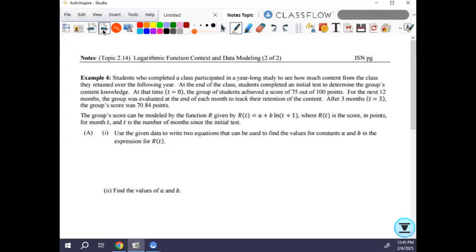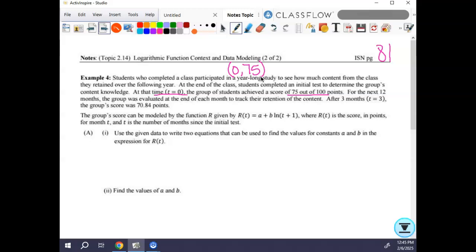So this is also going on page 81. All right. So students who completed a class participated in a year-long study to see how much content from the class they retained over the following year. At the end of the class, students completed an initial test to determine the group's content knowledge. At time t equals 0, the group of students achieved a score of 75 out of 100. That tells me I have an ordered pair that is (0, 75). I'm going to go ahead and write that down.